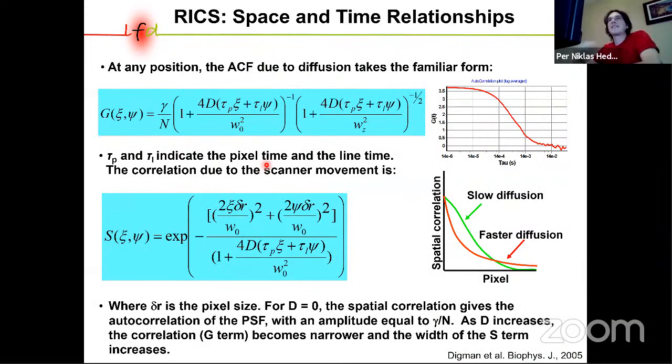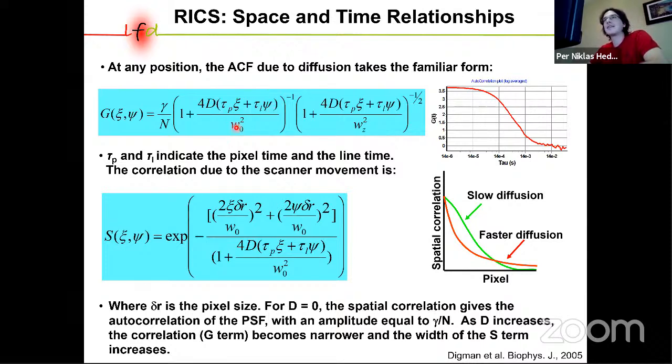How is this expressed in math? At any position, pixel shift, line shift, the autocorrelation function in the case of three-dimensional diffusion takes this form, which is essentially the same as the FCS formula. So you have this normalization here, gamma over N. N is the average number of molecules we find in our observation volume. Then we have the 4D. In FCS, you would have the tau, the time delay. Now we have pixel dwell time with pixel shift and line dwell time with line shift. So just replace this with that.